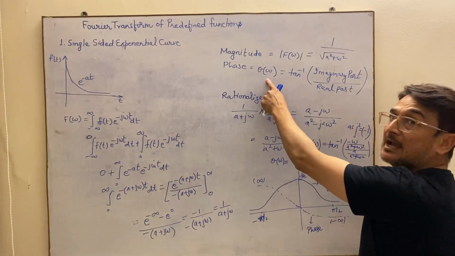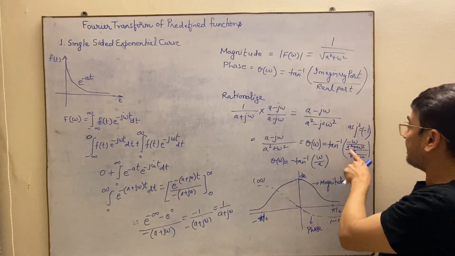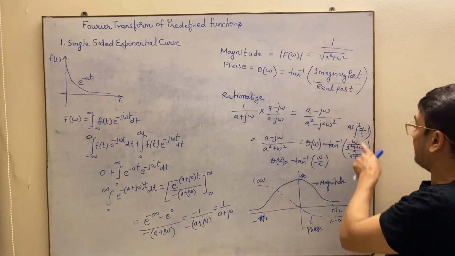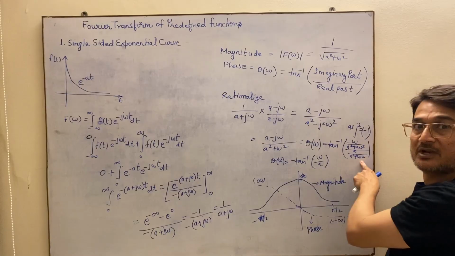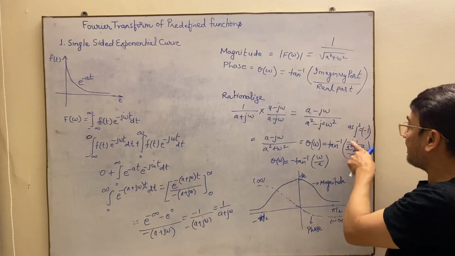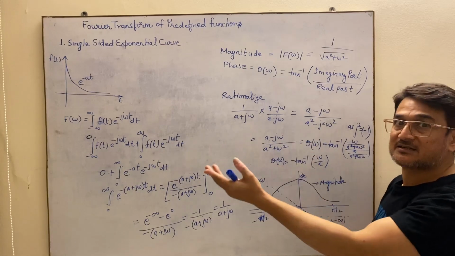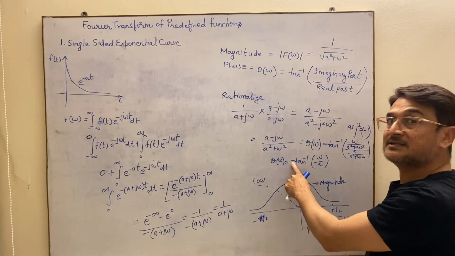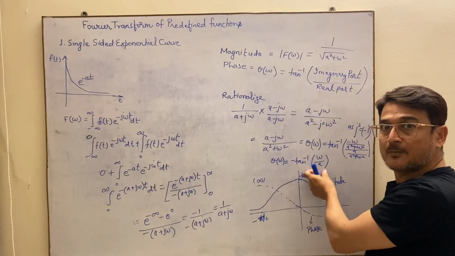This way we can calculate that theta, which is tan inverse of imaginary part upon real part. The imaginary part is minus omega upon a square plus omega square, and the real part is a upon a square plus omega square. This a square plus omega square will get cancelled, and you will get minus of omega by a. Minus tan of theta is minus tan theta, so this minus sign can be written in front of the tan, so it will become minus of tan inverse omega by a.